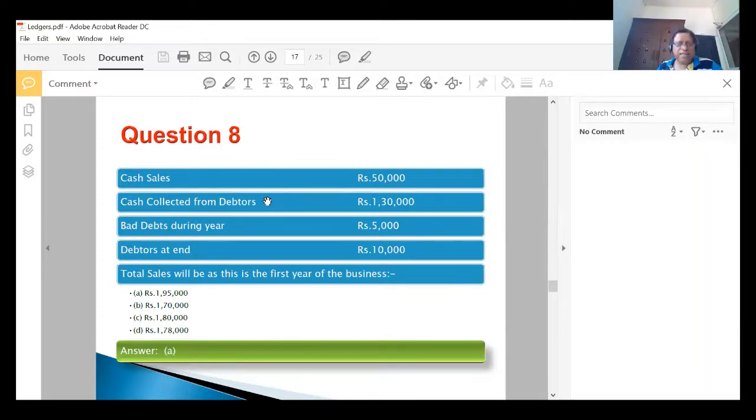Total sales, as this is the first year of business, is how much? They were asking what is the total sales. Cash sales 50,000. Cash collected from debtor is 1,30,000. Bad debts 5,000. So what is the total sales? Total sales is equal to cash sales plus credit sales.